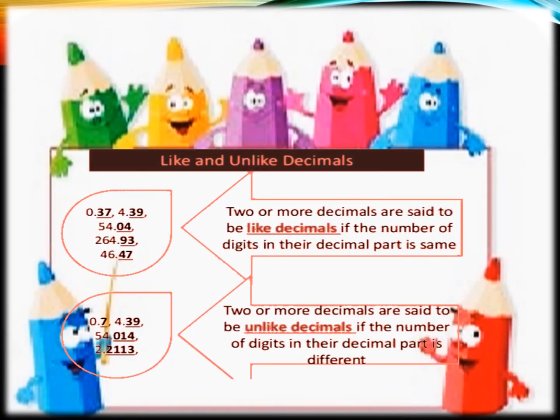The next point about the decimal system is like and unlike decimals. There may be decimals at like places, meaning all the digits have decimal at two places.